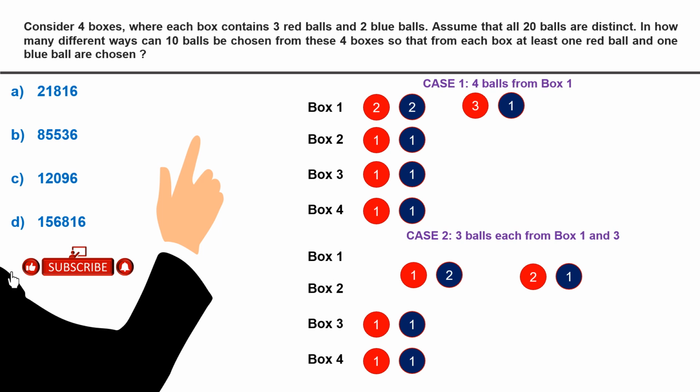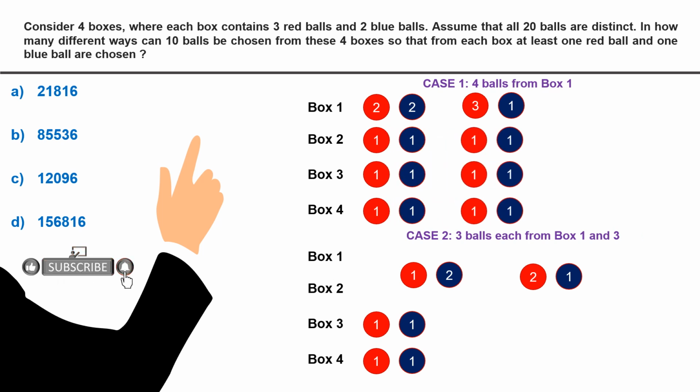Now notice, as we discussed earlier for case 1, when 4 balls are from box 1, there are two possibilities, either 2-2 or 3-1. And for 2-2, from boxes 2 to 4, we have to select one blue and one red. And therefore we just add them together in the 3-1 case as well.